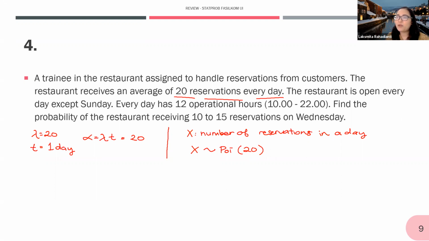The restaurant is open every day except Sunday. Does that matter in our computation? Keep in mind that I'm asking what's the probability of receiving reservations on Wednesday. Does it matter? It does not matter at all. Oops, someone answered in the chat as well. I thought it mattered. Oh, sorry, it does not actually matter.